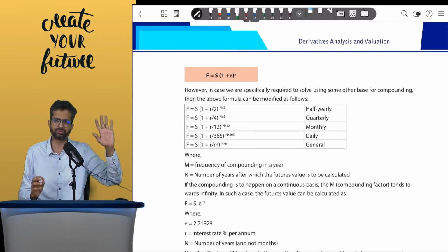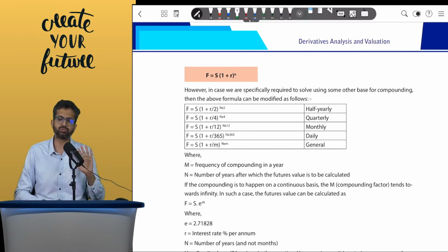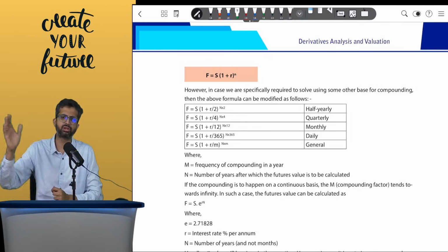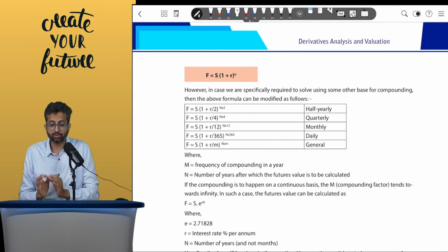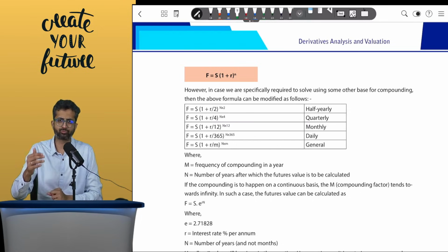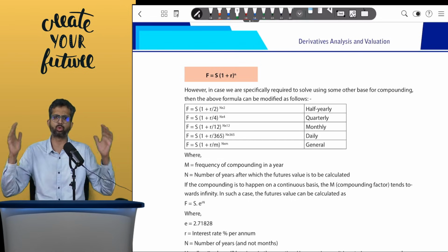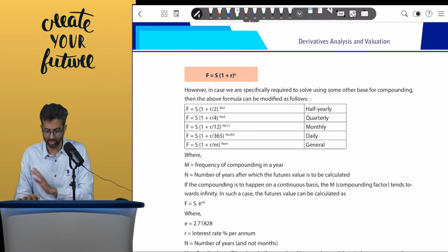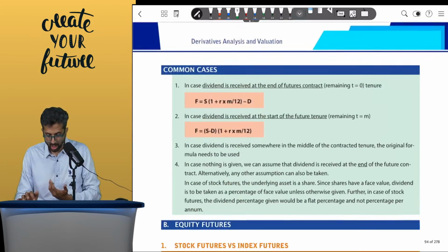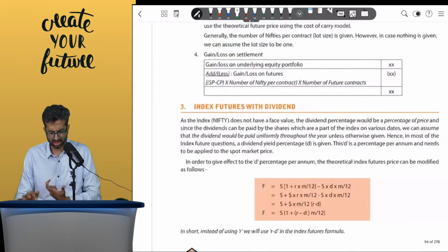Long story short, in case of a stock future question, dividend is a percentage of face value. In case of an index future question, the dividend is a percentage of market price. Stock futures, the dividend is a percentage flat, whereas index future it is a percentage per annum. If it is asked, dividend is the only point of difference, otherwise stock futures, index futures work in almost the same way. These are the differences.